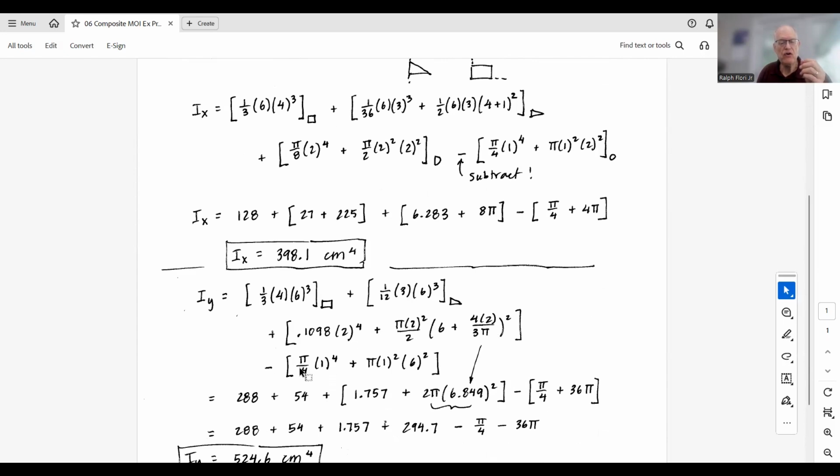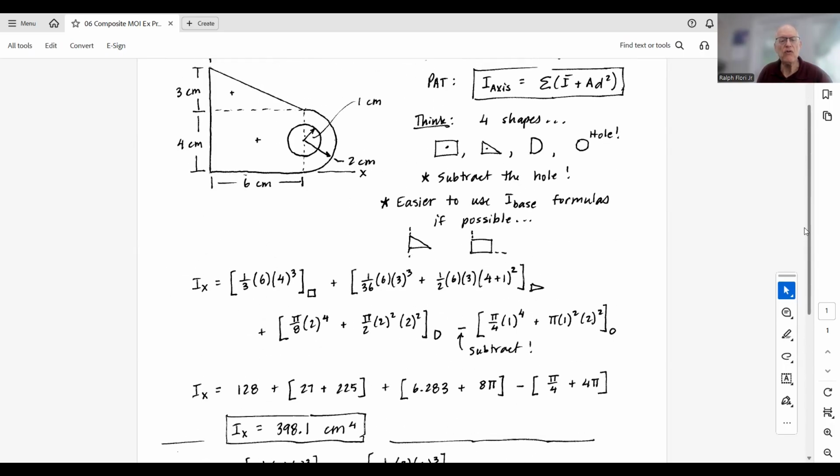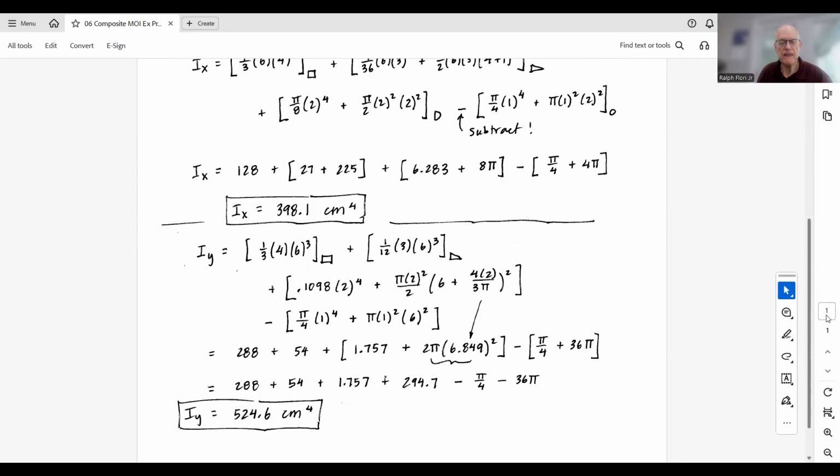And then I'm going to subtract off the hole. So the I bar for the hole is pi r to the fourth over 4. The area is pi r squared. And the distance from the hole to the y-axis is 6. So AD squared, the D is 6. If you evaluate all these terms one by one and do the math, I get Iy is 524.6 centimeters to the fourth.